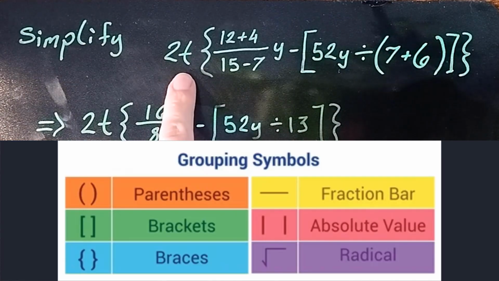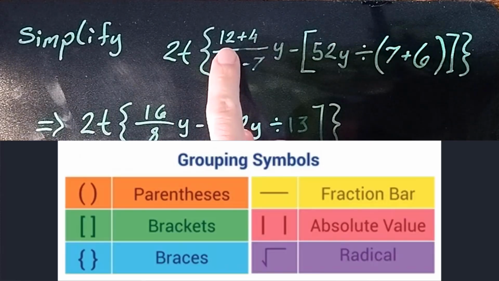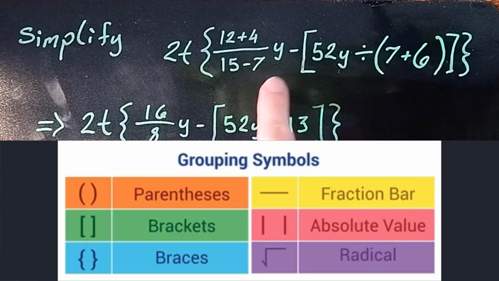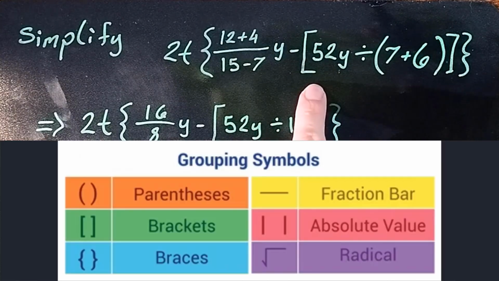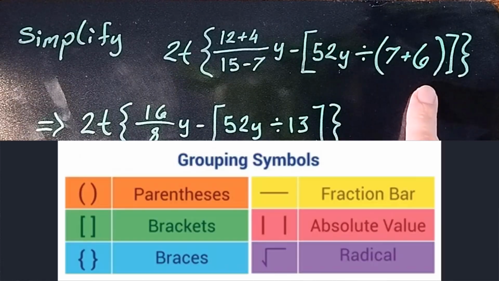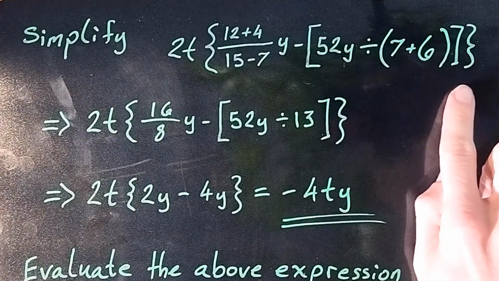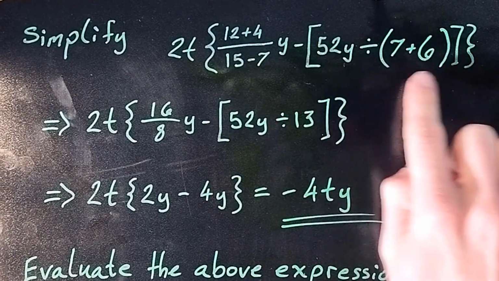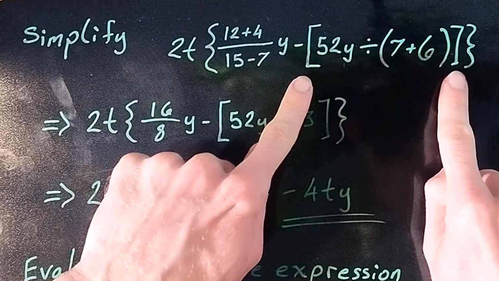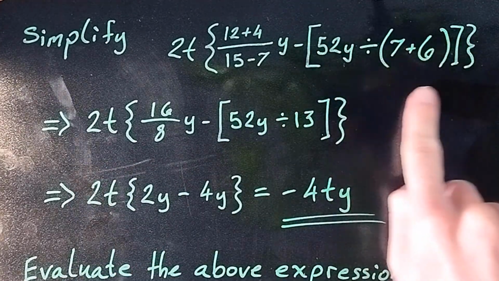Simplify 2t times the quantity 12 plus 4 divided by the quantity 15 minus 7 times y, minus the quantity 52y divided by the quantity 7 plus 6. If an expression contains more than one grouping symbol, first simplify the expression in the innermost grouping symbol.